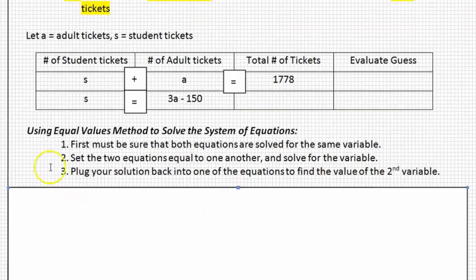I consider there to be basically 3 steps when using the equal values method to solve a system of equations. First, you have to make sure that both equations are solved for the same variable. At this point, they aren't.